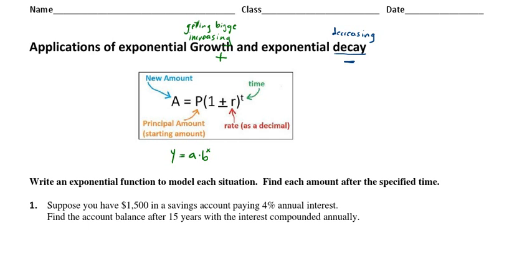The r is very important. It is the rate at which something is growing or decaying. And that's usually going to be, as we see here in problem number 1, given as a percentage, but you have to put it as a decimal in the formula. So we need to change percents to decimals.